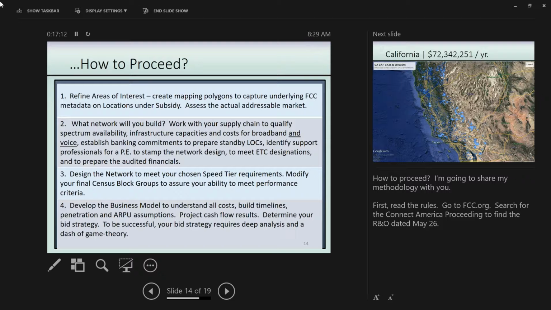Identify support professionals, such as professional engineers that are required to stamp the network design and project plan. And you must also be an eligible telecommunications carrier, so making applications may be necessary with the state PUC. From there, it's important to create a business model that deeply understands all costs relative to timelines, penetration, and ARPU assumptions, and project the cash flow results. At that point, you will know where you can comfortably bid and be happy that you will be able to achieve the responsibilities that the FCC will hold you to.